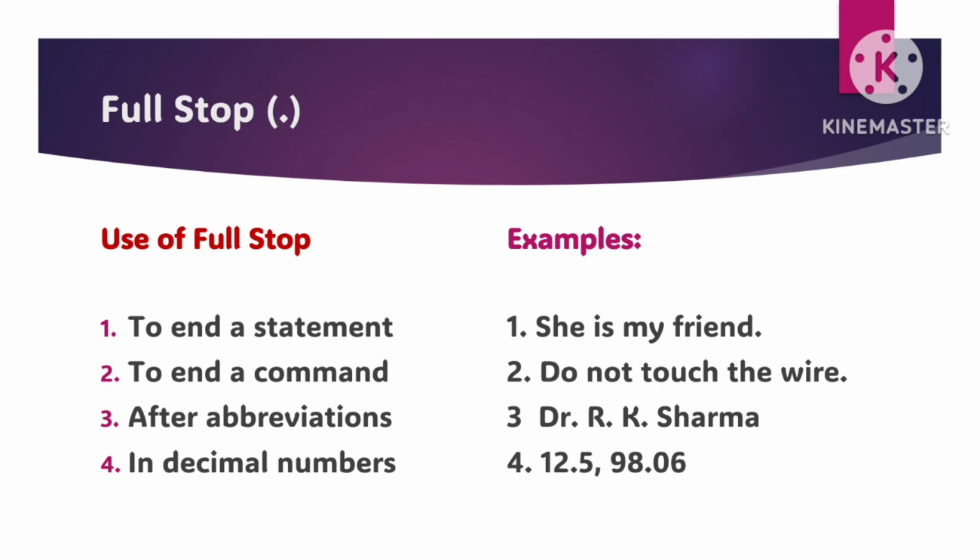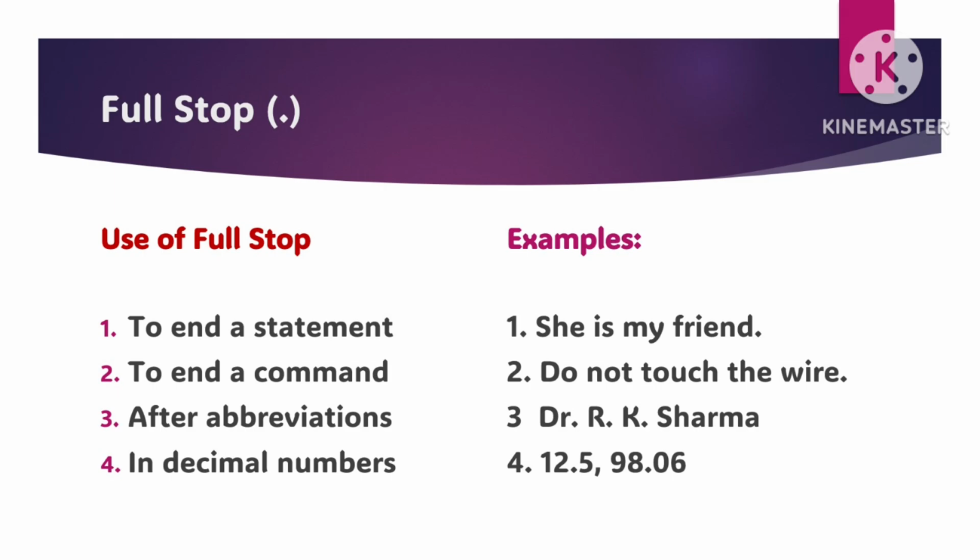Now we can see the uses of full stop here. It is used to end a statement. It is also used to end a command. After abbreviations, we can use that. In decimal numbers also, we can see full stop as a decimal dot. Now here are the examples. Like, she is my friend. Here you can see full stop is used to end the statement. Next is, do not touch the wire. Here also this full stop is ending a sentence.